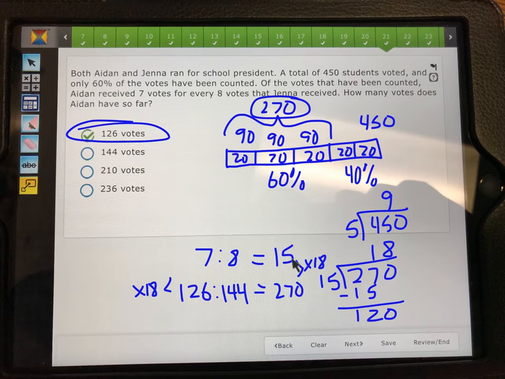So if I multiply the total by 18, I also have to multiply both sides of my ratio by 18. 7 times 18 is 126. 8 times 18 is 144. And if I add 126 plus 144, I get my 270 total votes. At this point, I can then go back to the original question. How many votes did Aiden get? He was the 7, remember? So he got 126.